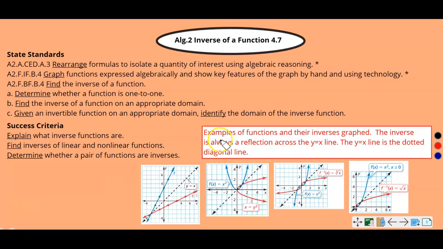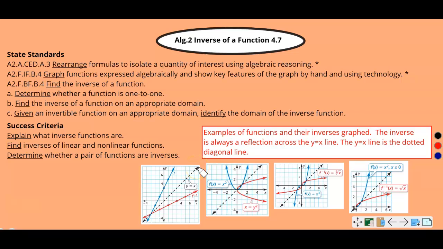All right, so examples of functions and their inverses graphed. The inverse is always a reflection across the y equals x line. The y equals x line is the dotted diagonal line. So again, y equals x has a slope of 1 and a y-intercept of 0. So that's just a linear equation, and this is just a line of reflection. When we talk about inverses, it's always going to reflect across that line.